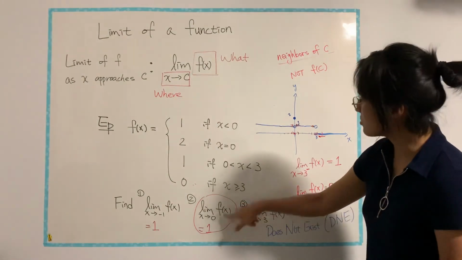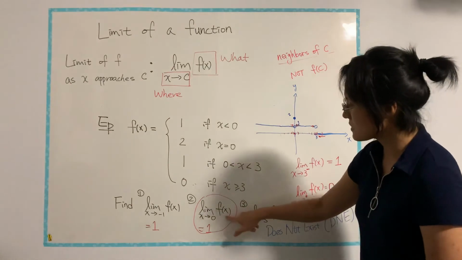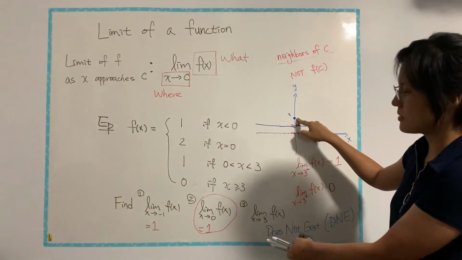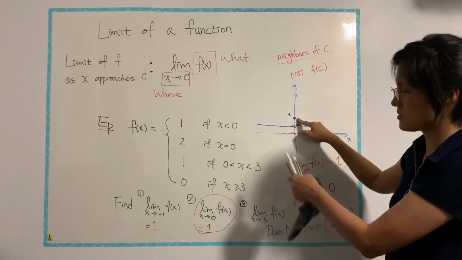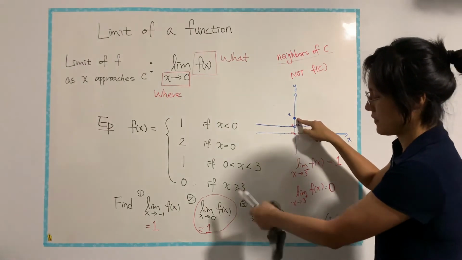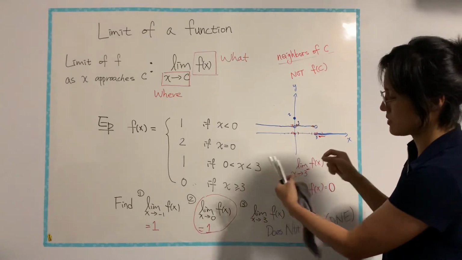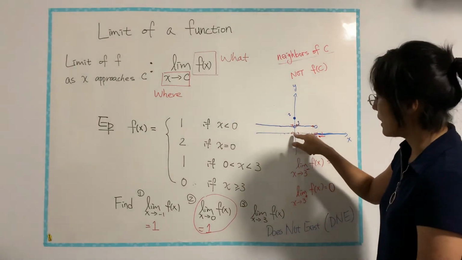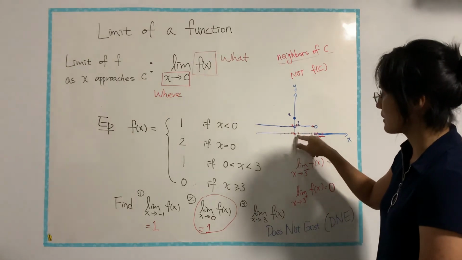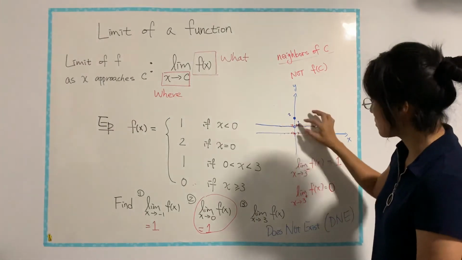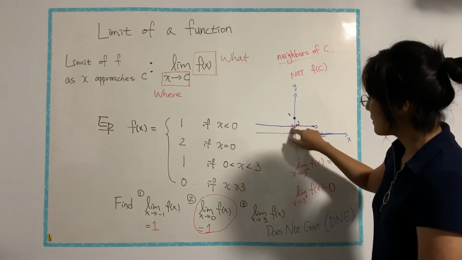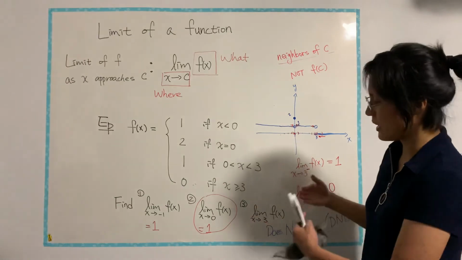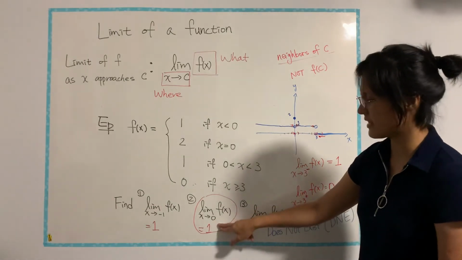And number 2, even though f of 0 equals 2, remember, limit is not about f of 0. The limit is about f of x when x is very close to 0. So still we're looking at the values where x is close to the neighbors of 0. From the graph, we can see the left-hand side gives you 1, the right-hand side gives you 1. Therefore, they match, and we say the limit equals 1.